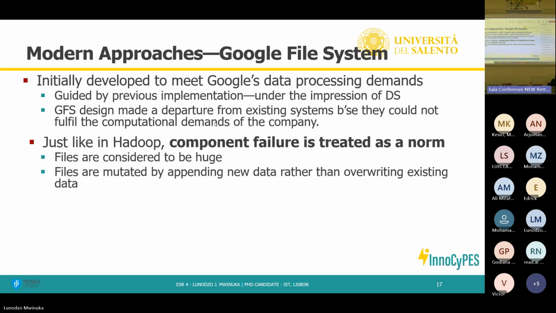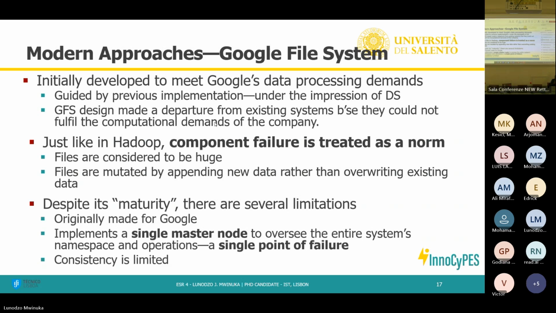Also, one of the things that are considered in GFS is that files stored in GFS are considered to be very large, but they are also mutated by appending new data rather than overwriting the existing data. So you don't overwrite the existing data, but you append to the existing data.